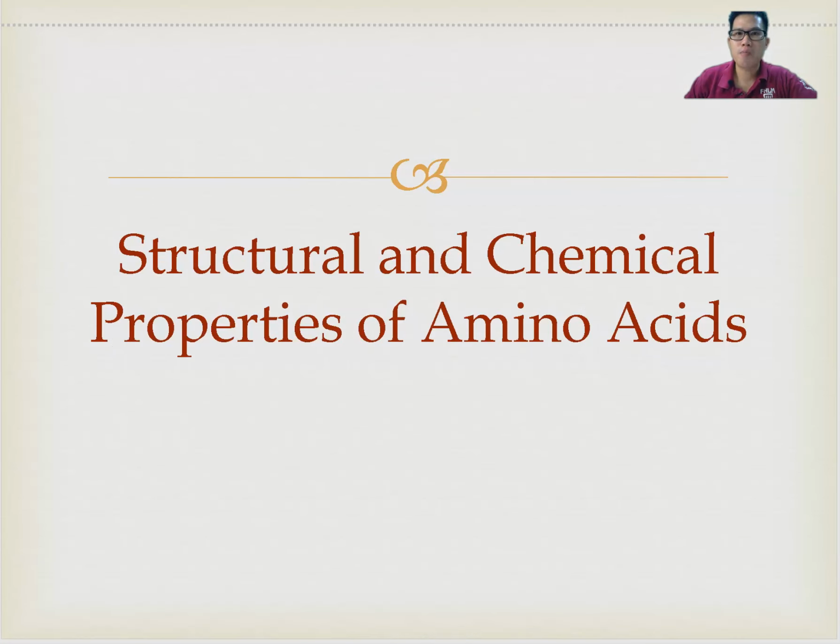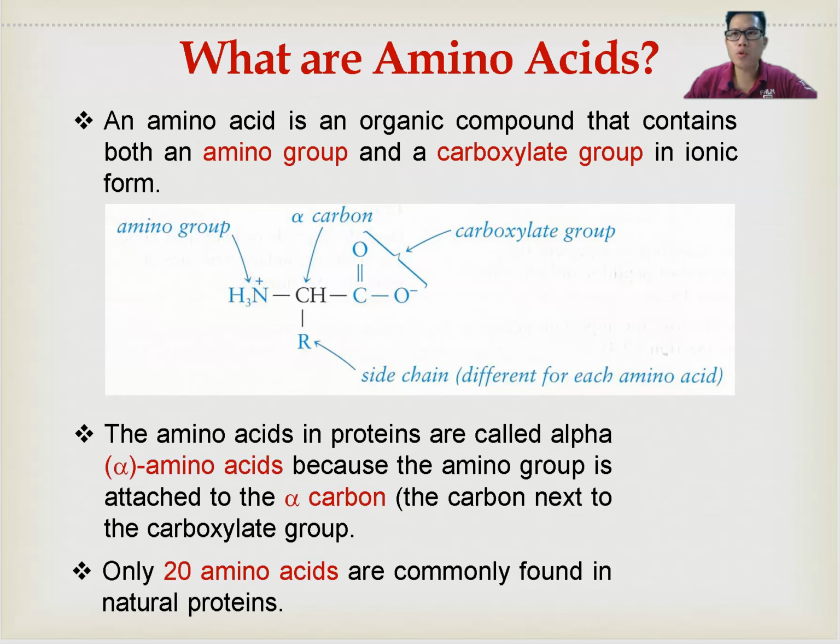So we're going to start by looking at the structural and chemical properties of amino acids. So what are amino acids? An amino acid is an organic compound that contains both an amino group and a carboxylate group in ionic form. So you can see from here they have amino groups. Then they got H. You can actually draw the H up here if you want, just to make it easier. Here is the carboxylate, COO minus, or COOH.